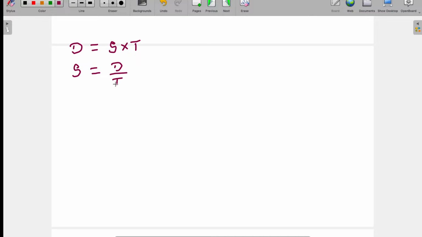Distance by time. Then if I need time, I have to write distance by speed. These are the first three equations we will use in the time speed distance concept. First write down these three equations and relationships I am going to tell you.